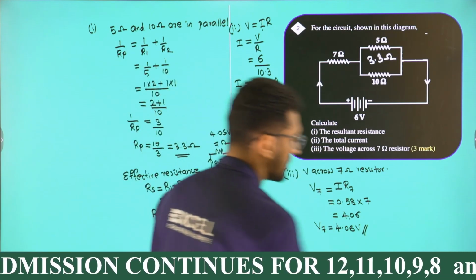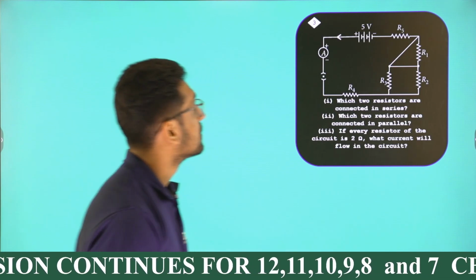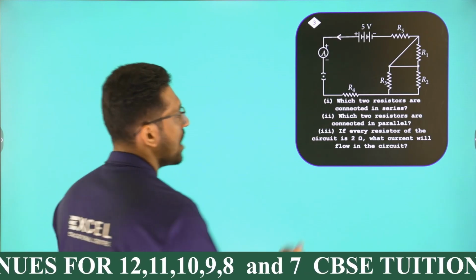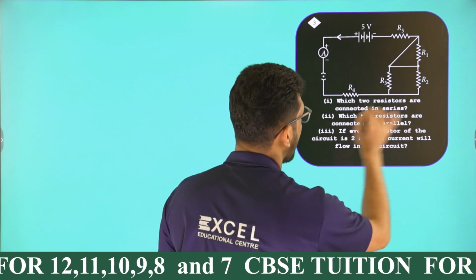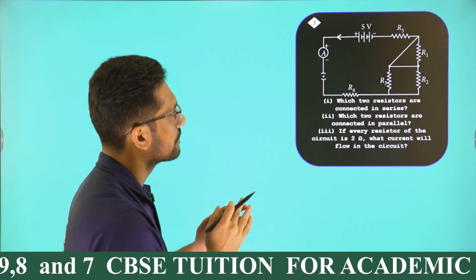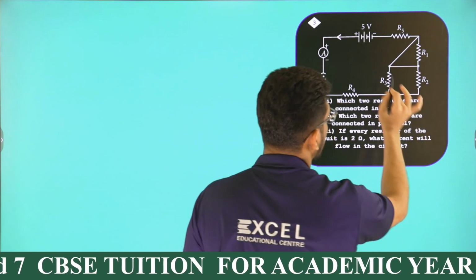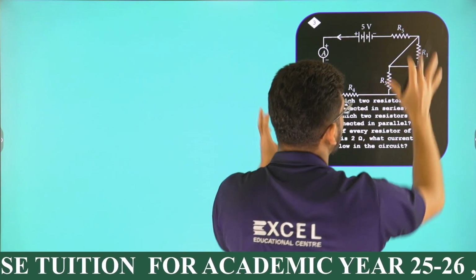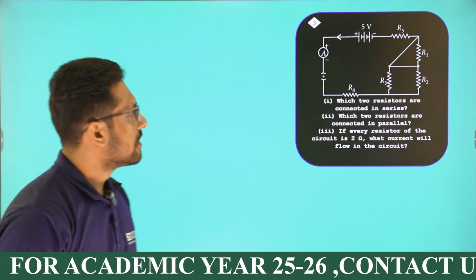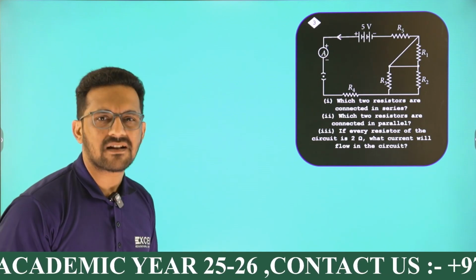Let's see the next question. What is that? The third one. Yeah, it's an interesting question. Look at that. Which 2 resistors are connected in series? You can see a circuit there. There is R1, R2, R3, R4, R5. Different resistors are connected in different ways. The question is, which 2 resistors are connected in series?